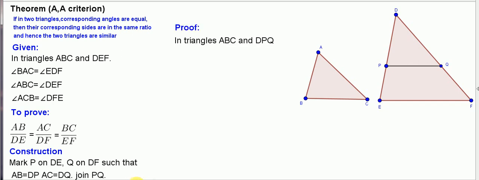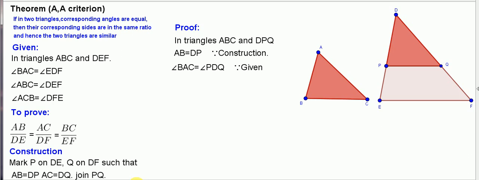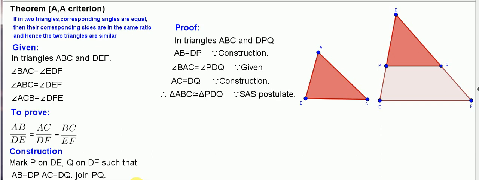Proof. In triangles ABC and DPQ, AB equal to DP because construction, angle BAC equal to angle PDQ because given, AC equal to DQ because construction. Therefore, triangle ABC congruent to triangle PDQ because SAS postulate. Therefore, BC equal to PQ because corresponding parts of congruent triangles. Next, angle ABC equal to angle DPQ because CPCT.